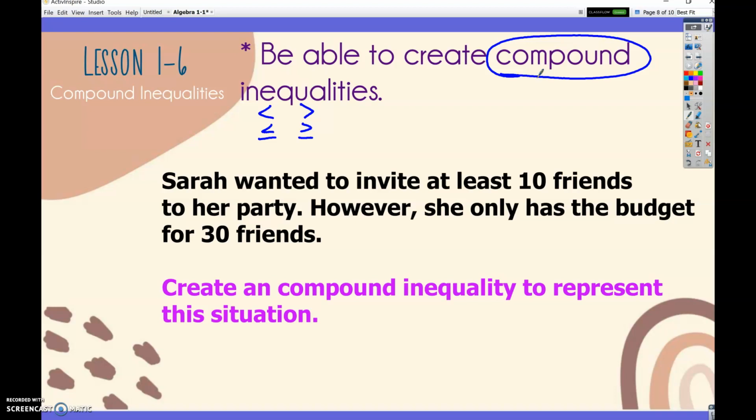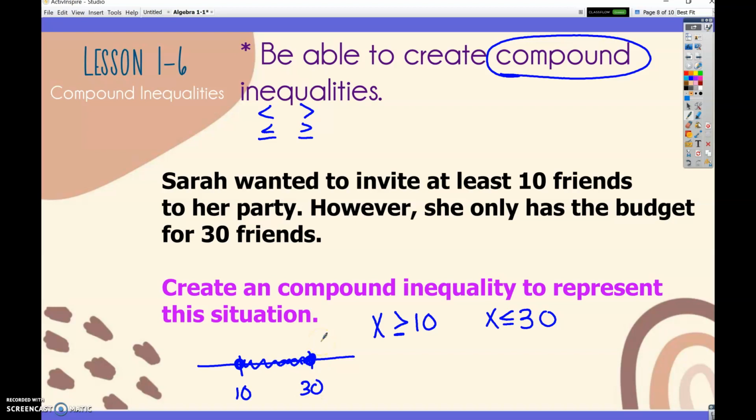So when it comes to creating them, we have Sarah who wants to invite at least 10 friends to her party, but she only has the budget for 30. We would create one. Say x is her number of friends, and she wants to invite at least 10, so more than or equal to 10 friends. But she also has a budget, so she needs to keep her number of friends less than or equal to 30. Both of those together make up her correct number of friends, and on a number line, it'd be 10 or more, but 30 or less.